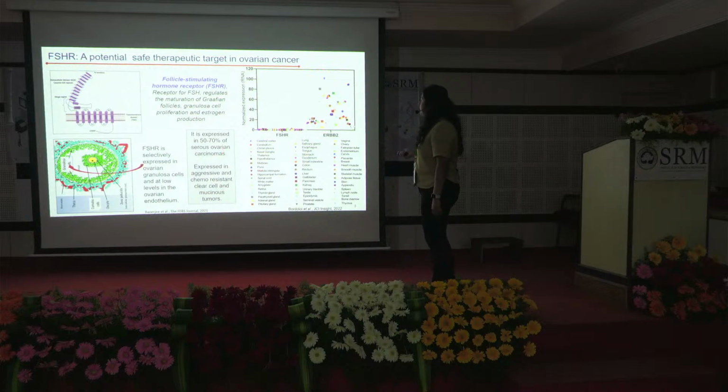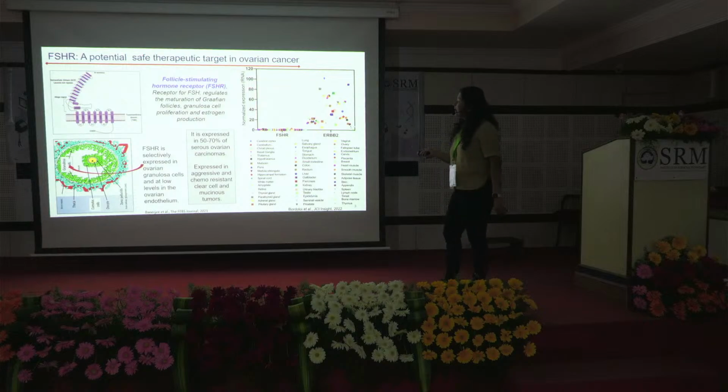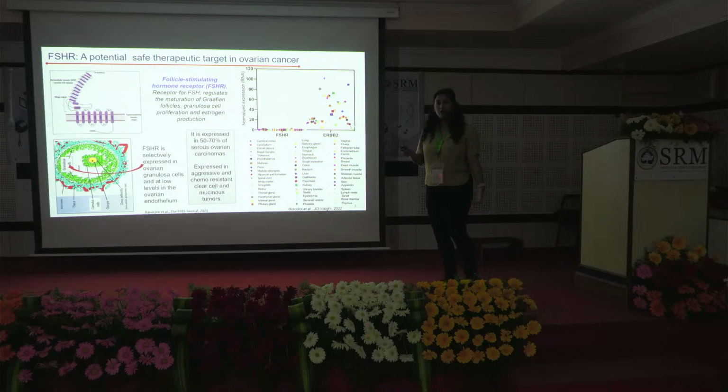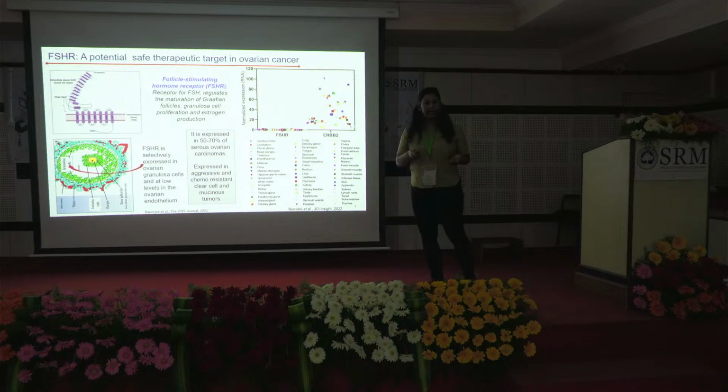When we analyzed FSHR expression on 48 different healthy human tissues, with a comparative analysis to ERBB2 or HER2, around which many molecules have already been developed and several others are in the clinic, FSHR had barely any detectable level of expression in all these healthy human tissues, which definitely indicates its safety profile.